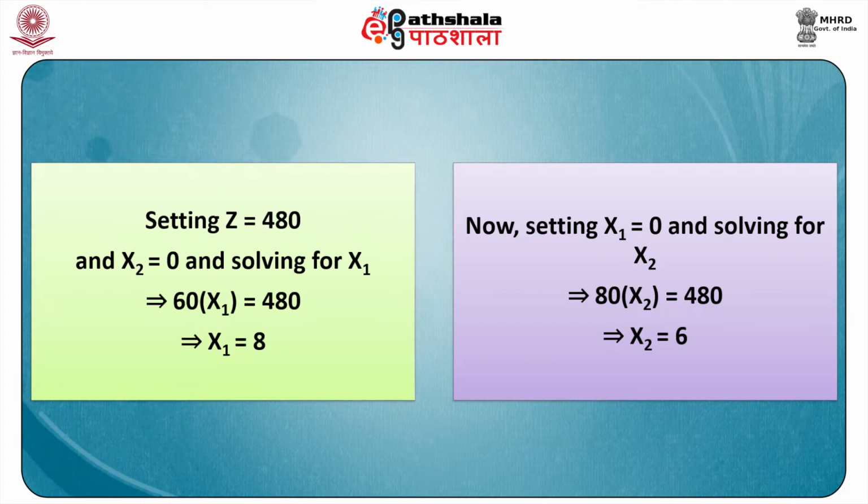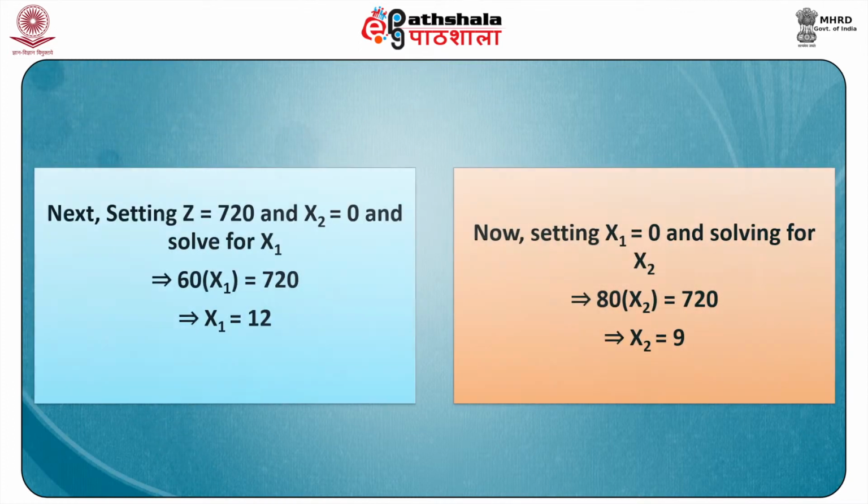Now setting x1 equals 0 and solving for x2, we get 80x2 equals 480, or x2 equals 6. Next, setting z equals 720 and x2 equals 0 and solving for x1, we get 60x1 equals 720, or x1 equals 12.